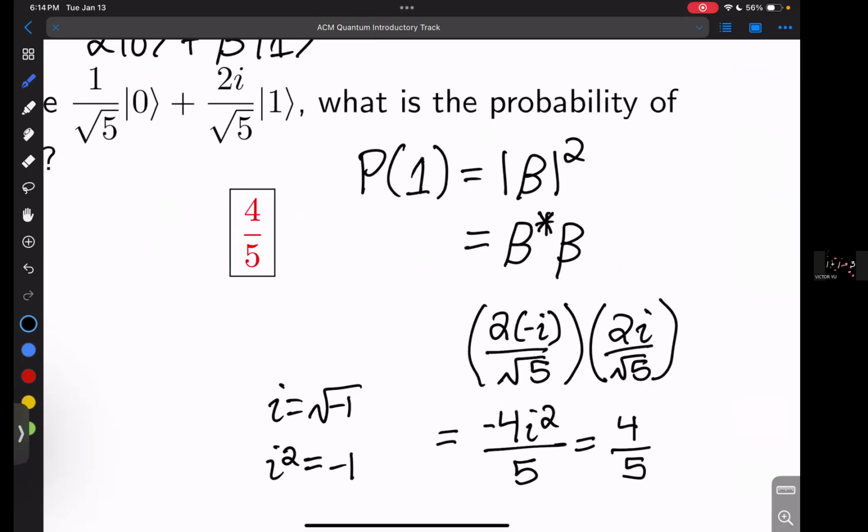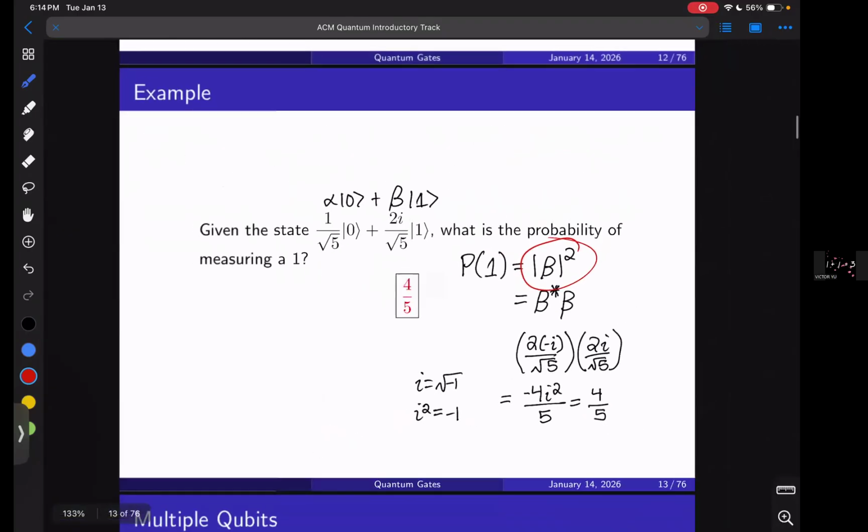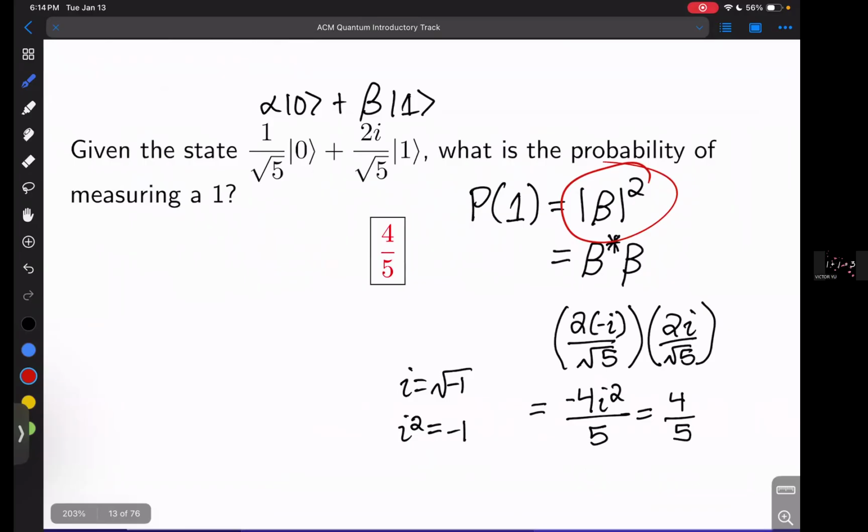So the reason why we have this absolute value of beta squared is so that even though we can have complex numbers with our coefficients, when we eventually take a measurement, we're going to get a real number because there's no way of getting a complex probability. So does this calculation make sense to everyone? Are people generally familiar with complex numbers?